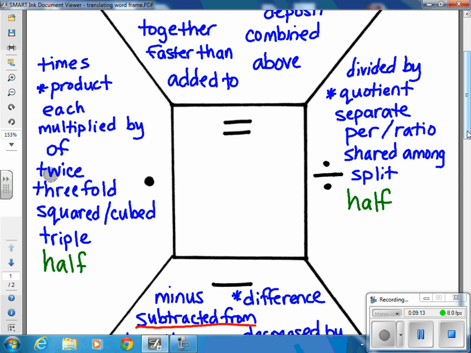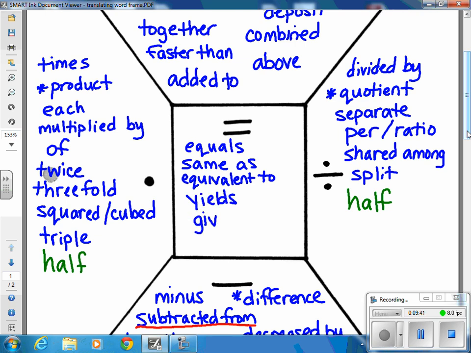All right, then right in the middle are your words that mean equal signs. So this is where, when we're writing equations, we have to put that equal sign. The most obvious one is the word equals. Then you're going to see phrases such as same as, equivalent to, yields, and gives.